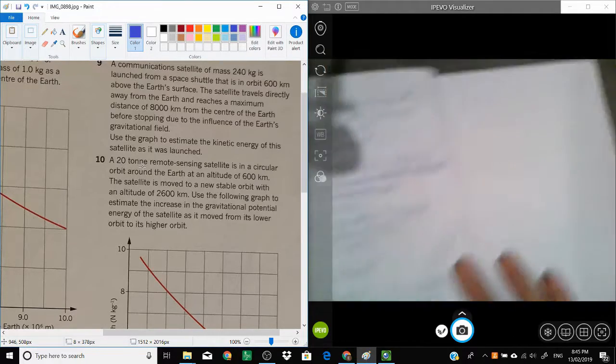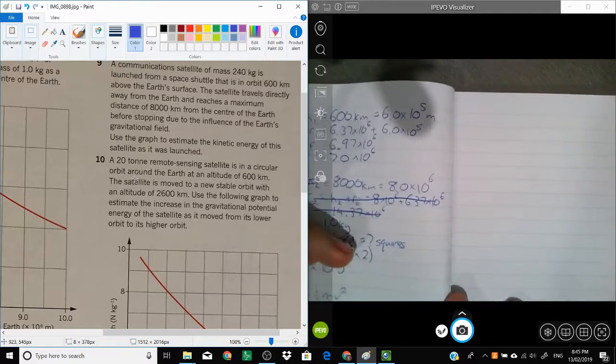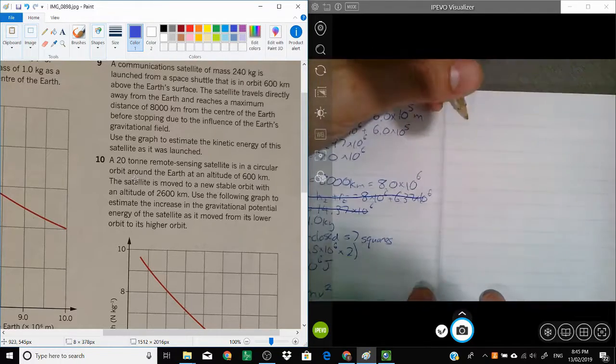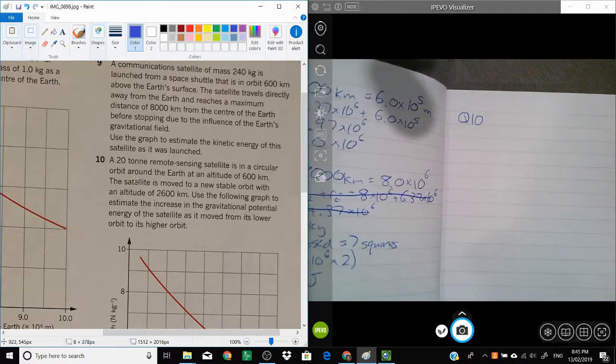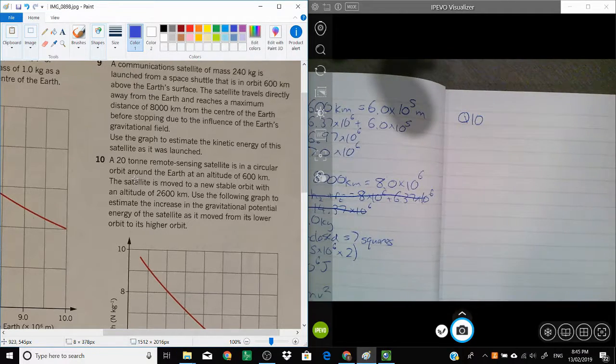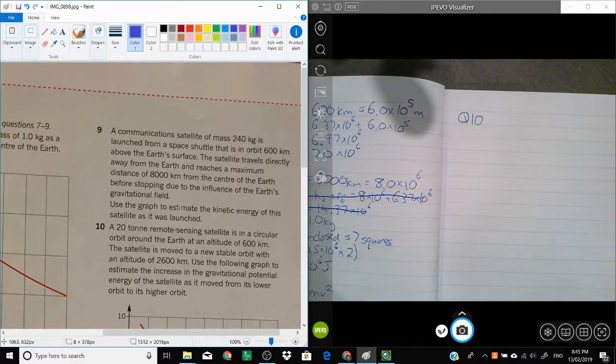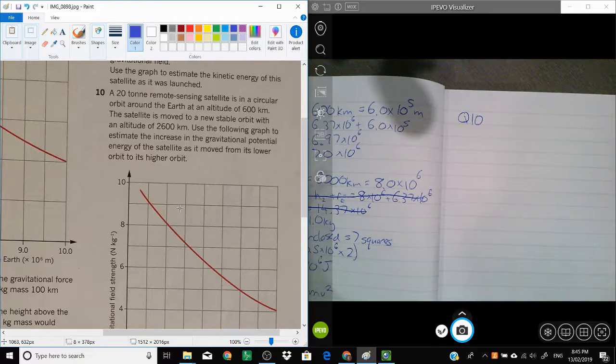Let's move over, get some more space. Okay, question 10. All right. So in question 10, a 20-ton remote sensing satellite in a circular orbit around Earth at an altitude, again, that's height of 600 kilometers. The satellite is moved to a new stable orbit altitude. So again, that's a height. So this one is going from height to height.